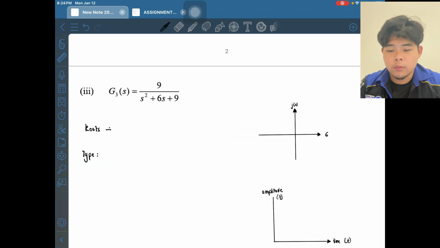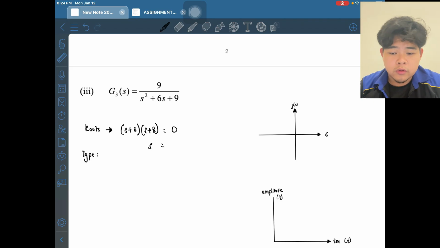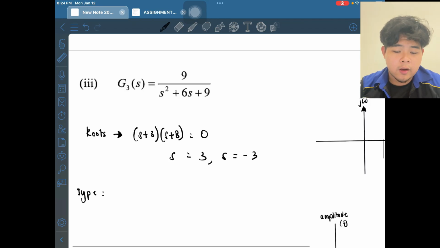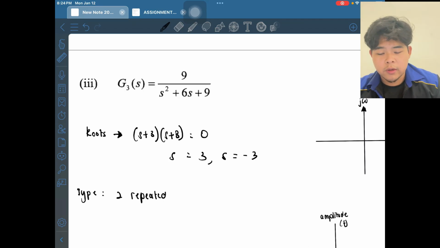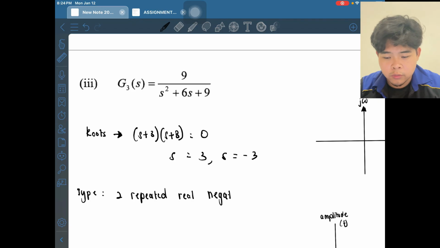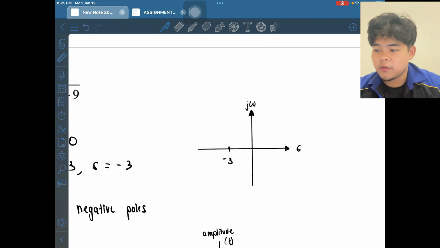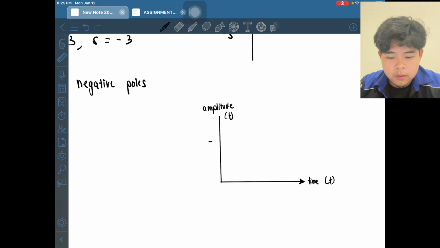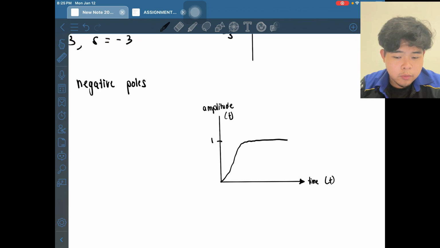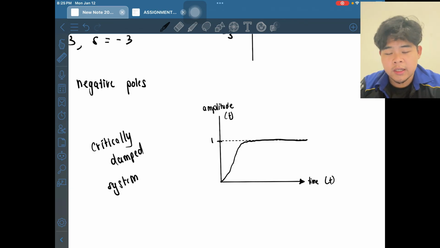Next for question 3 Roman, 9 over s squared plus 6s plus 9, so we're going to simplify that. Okay, s equals negative 3 and another s equals negative 3, so I typoed earlier here, but I will correct it soon. So it is two repeated real negative poles. Okay, so then we are just going to sketch. Both are at negative 3, and then we're going to sketch the system response, and this response is a critically damped system.